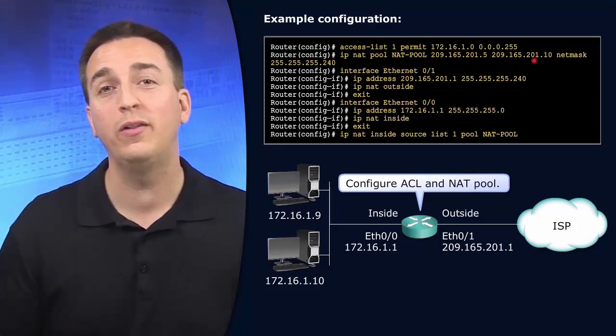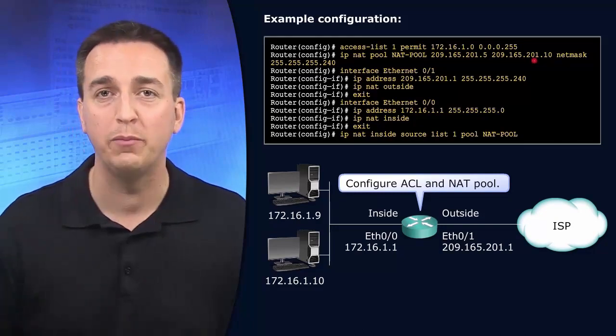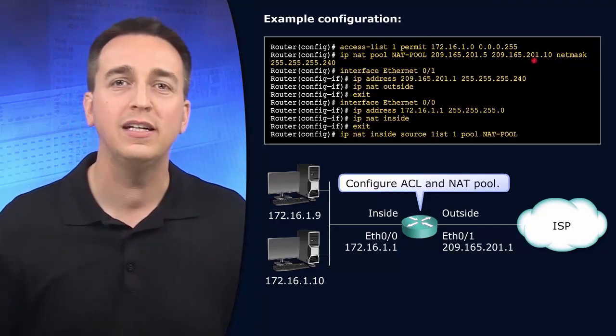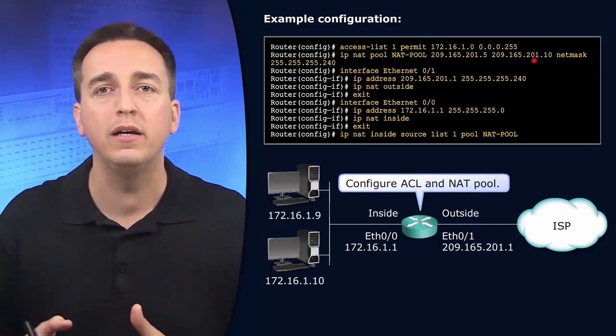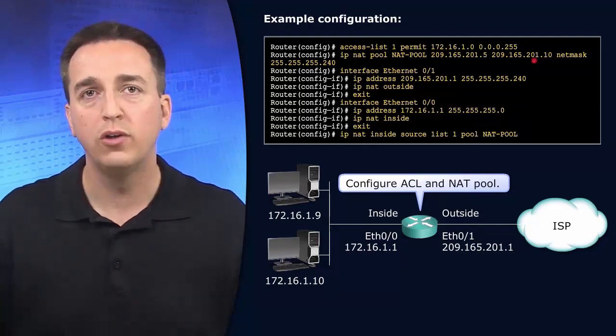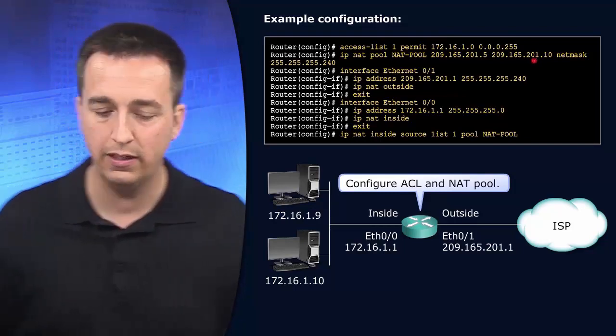But remember, we only have 6 addresses. And since we only have 6 addresses available, only 6 users in the organization can access the internet at any given time. Because it's still a one-to-one mapping, but it just happens dynamically on the fly. So if all 6 are being used up in the pool, then nobody else can access the internet.